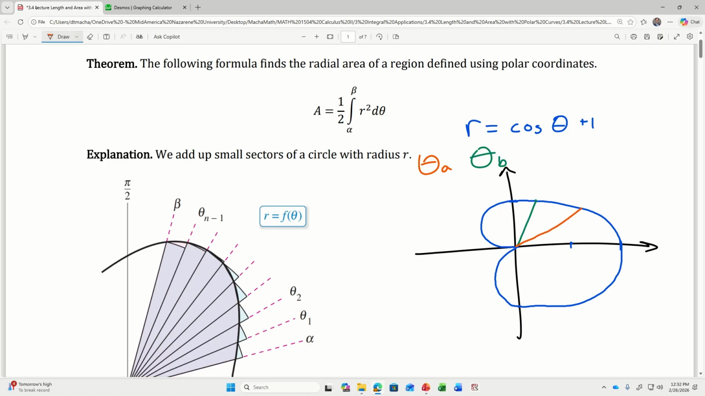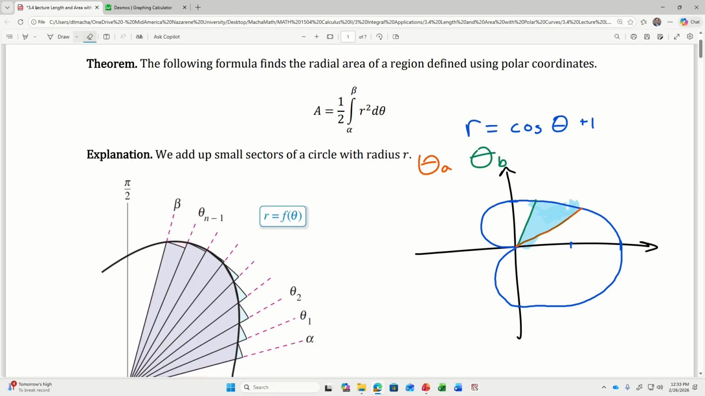I could draw rays that emanate from the origin directly out in the direction of theta A and theta B. And then suppose we shade in the region in between those. So it's bounded by my polar curve in blue, and it's also bounded by these rays that come out of the origin radially at those angles.